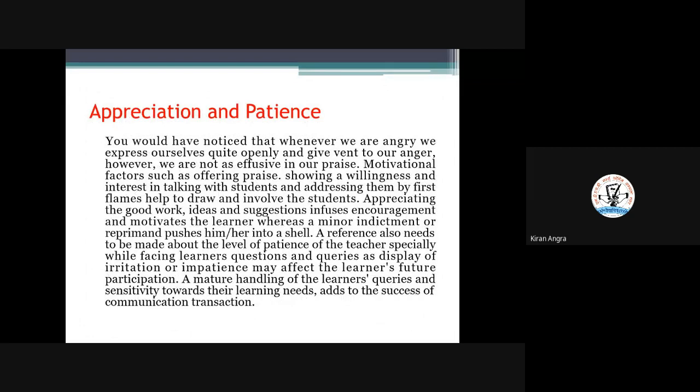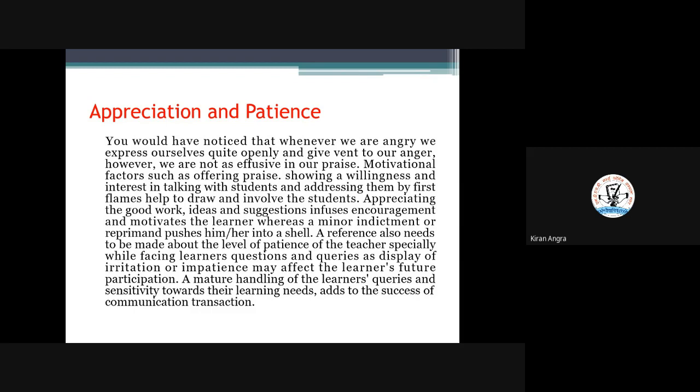Appreciation. You all understand that when we are furious, we are angry, we get carried away with our emotions. But in our praise, we are effusive. So sometimes offering some praise, showing some interest in whatever the student is saying, or sometimes addressing them by name, helps. So Vikas will say, yes, madam is in line with me. She knows my name, so I have to be very attentive because she'll catch hold of me. Sometimes using such techniques helps you to help them out.